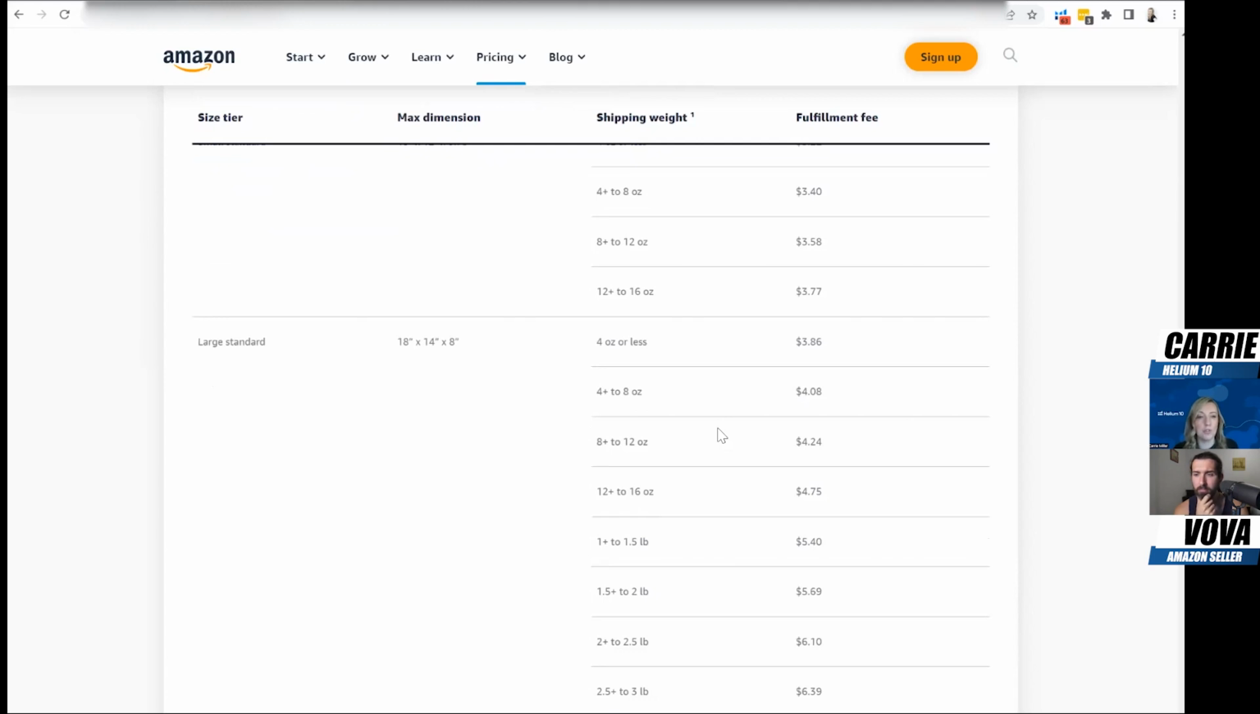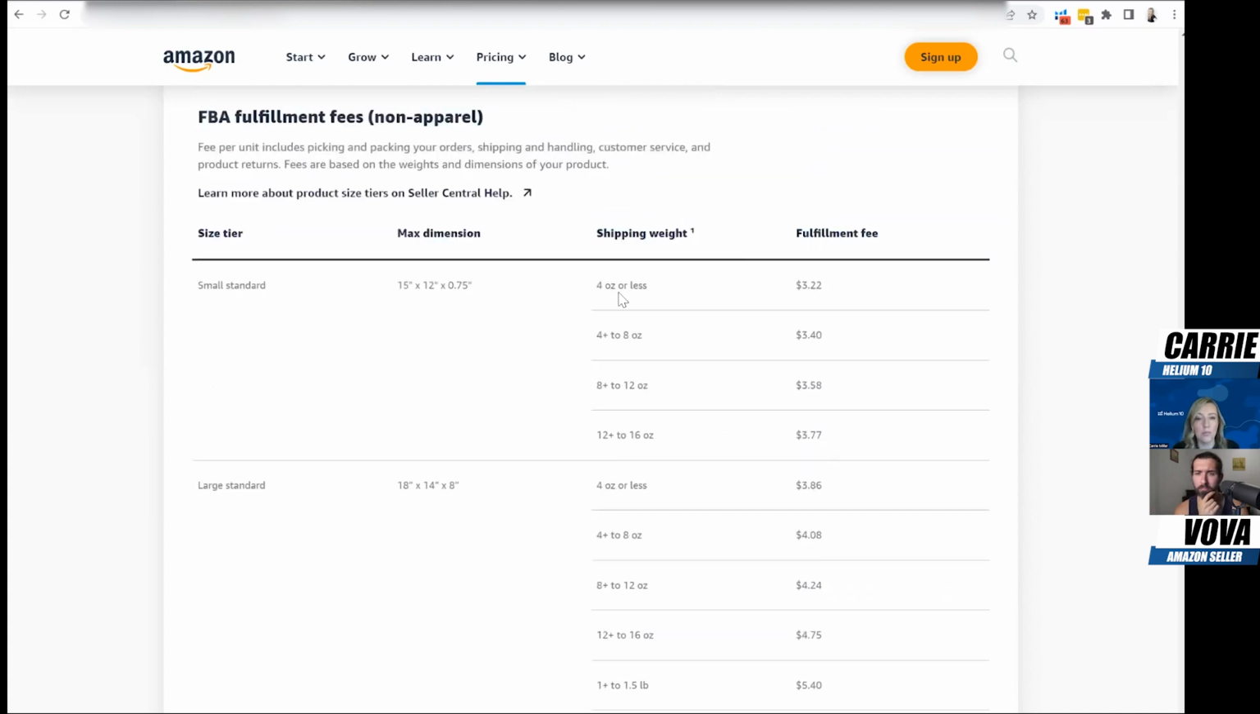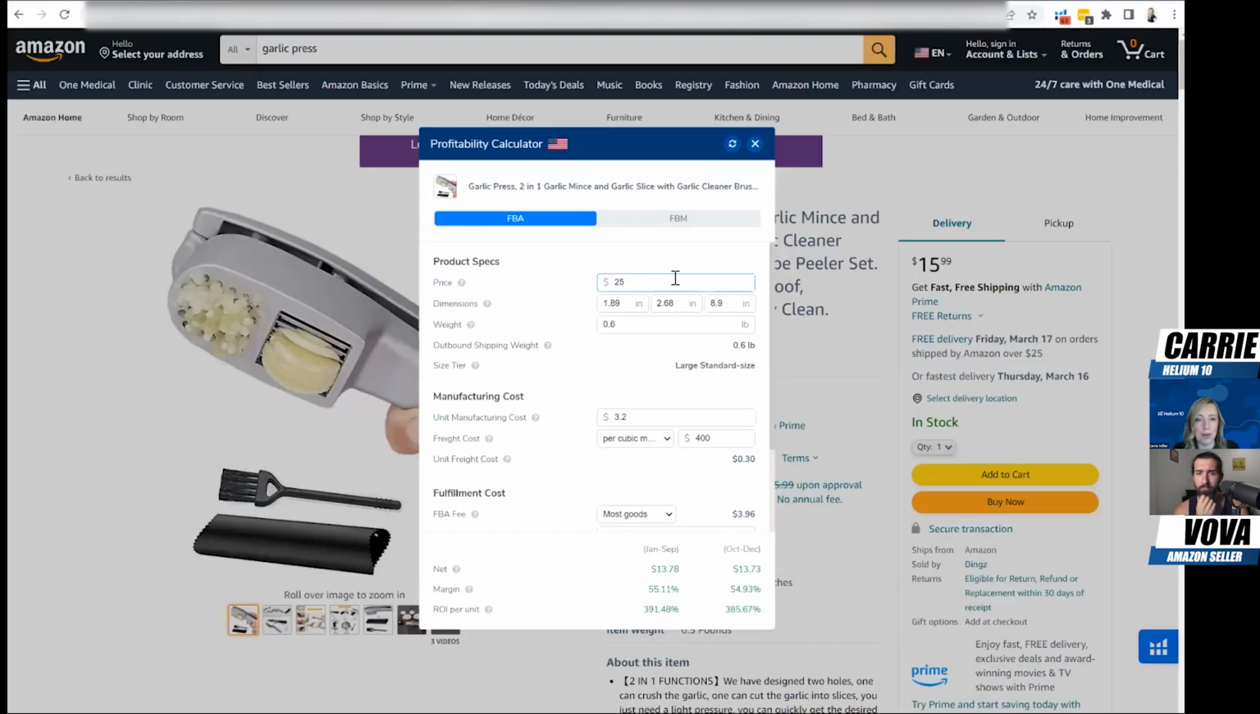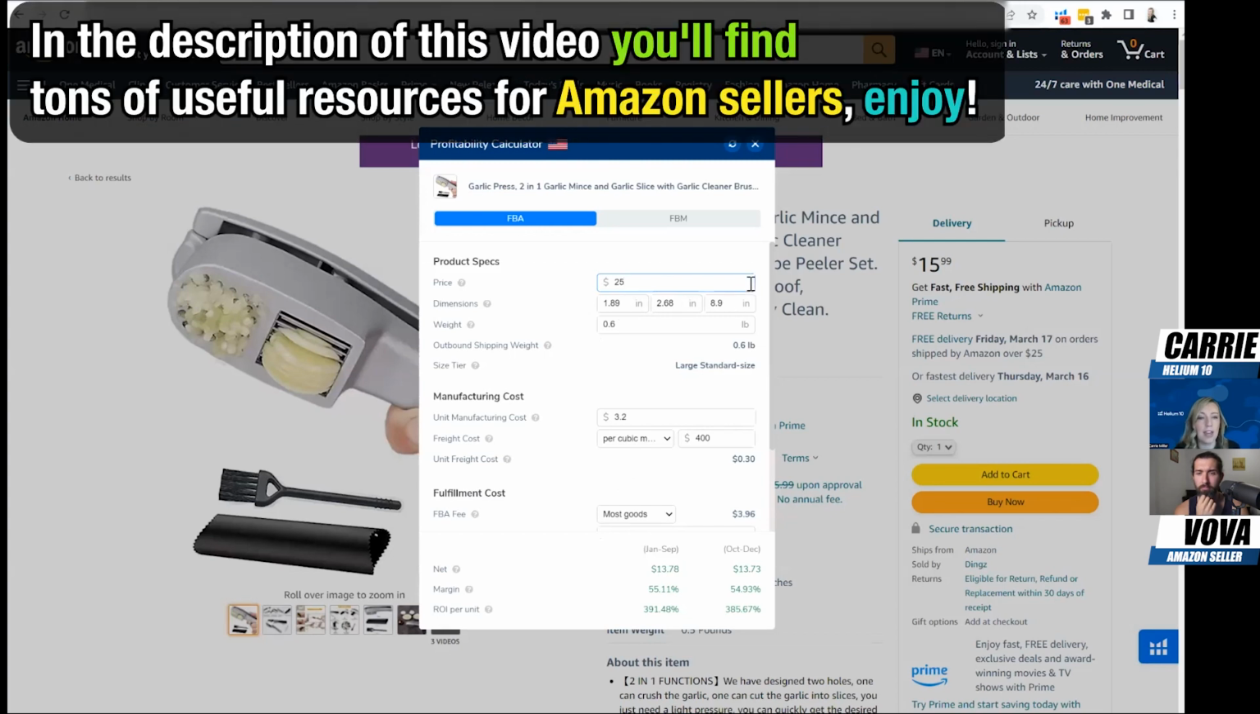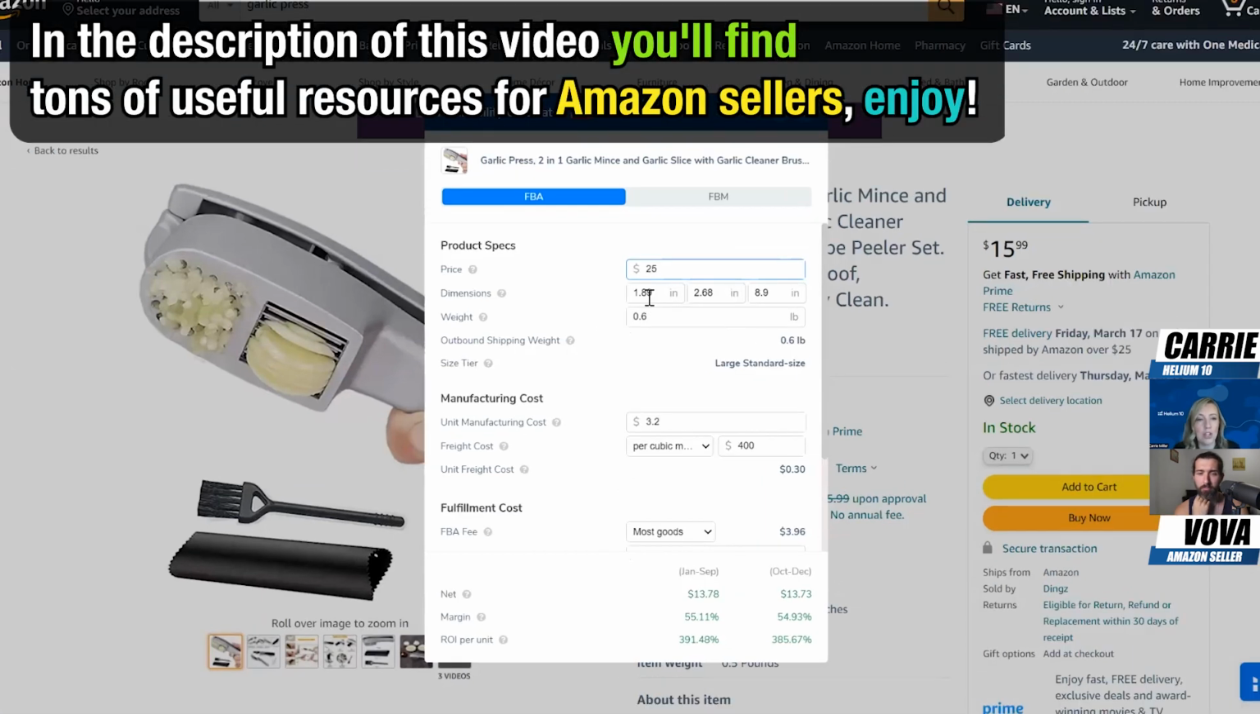When you get samples, you're really going to want to look at the packaging and make sure that you know exactly what the weight and the sizing is. On this calculator, we've got an example of a competitor product, so you can use the competitor product's dimensions to guesstimate what it's going to be. But once you get your actual samples, you can put the exact dimensions in there and the weight. So you can see that this is a large standard size tier.